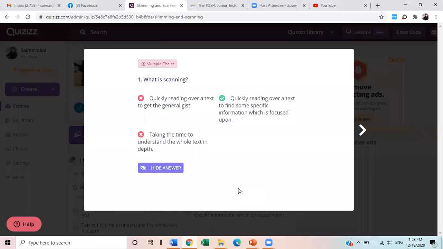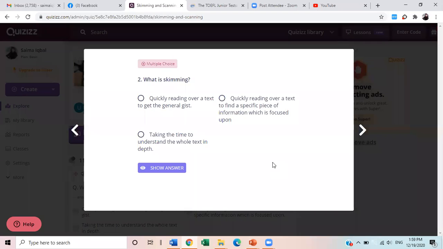Now, dear students, please remember the keyword. Remember the skimming keyword in your mind: general idea, general gist, the main idea. We do skimming to get the main idea of the text, the general gist. We do scanning for the specific information. So that specific term will lead you to decide that it is scanning. We are talking about scanning, all right?